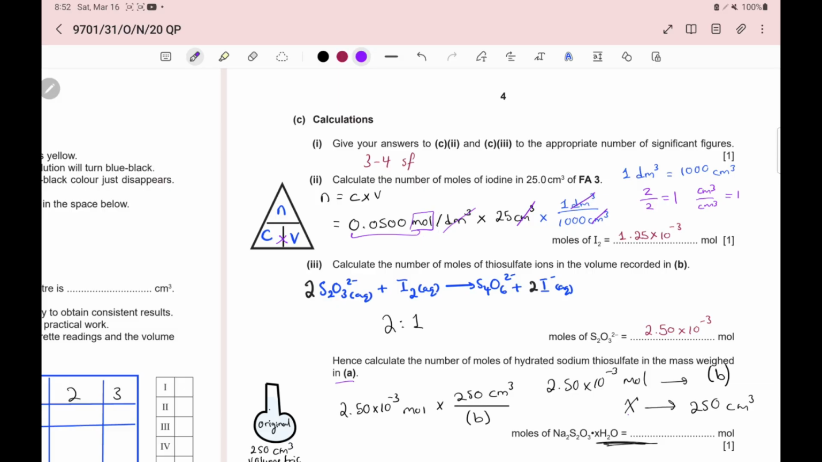So a good indicator for how you're supposed to be solving these questions is to check your units, because that usually helps when you're trying to figure out what you're supposed to use, what numbers, what values. It makes things a lot easier.